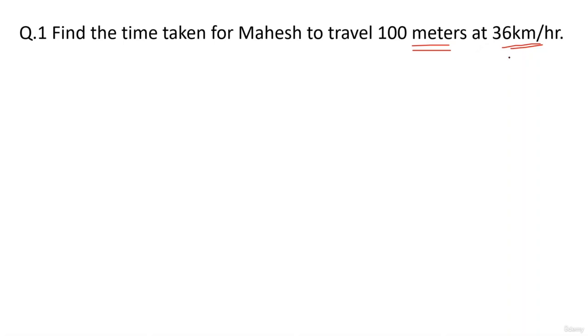Decimal वगैरह आ जाएगा. So to avoid that, what you can do is convert the speed to meters per second. Okay, 36 kilometers per hour is the speed. So 36 into 5 by 18. 2 is 36, 2 5 is 10. The speed is 10 meters per second.